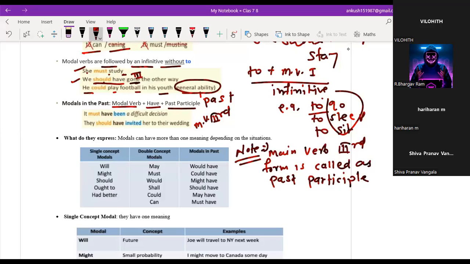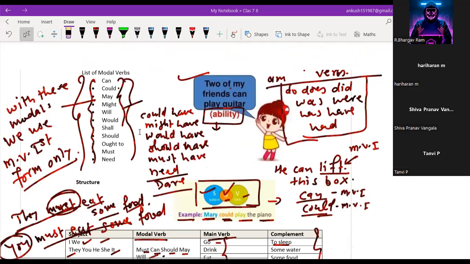This is a note. Main verb third form is called as past participle. So when is it used with a modal verb? Whenever we use have or have been with a modal verb. As I told you earlier here. See, did I tell this?